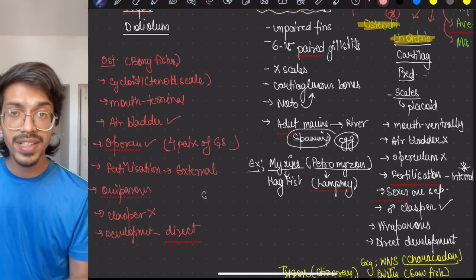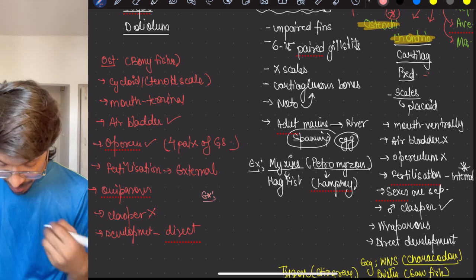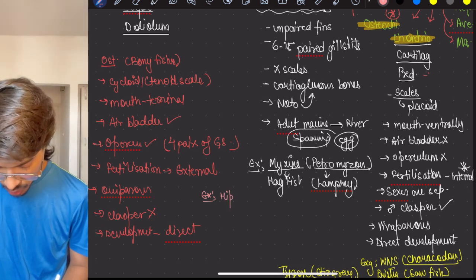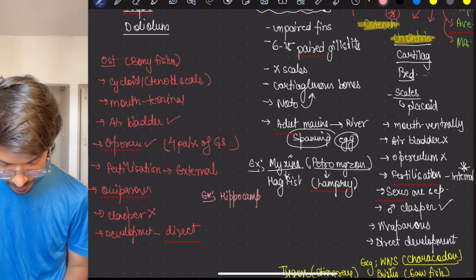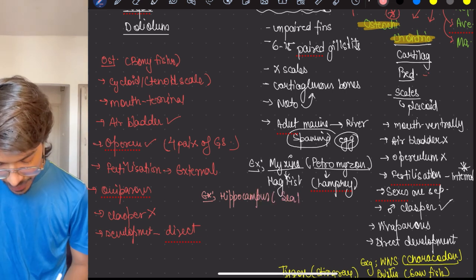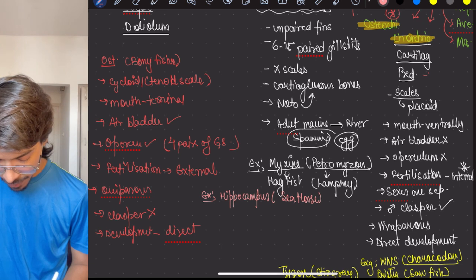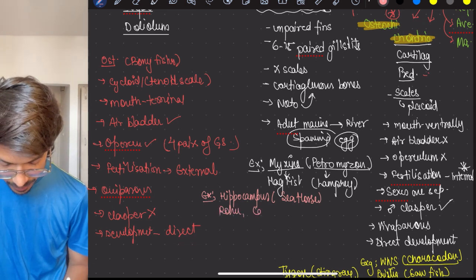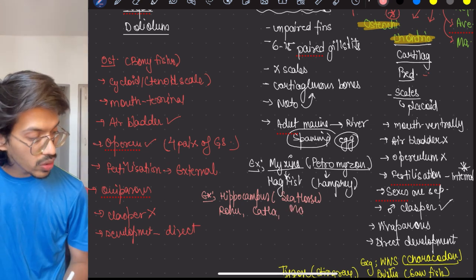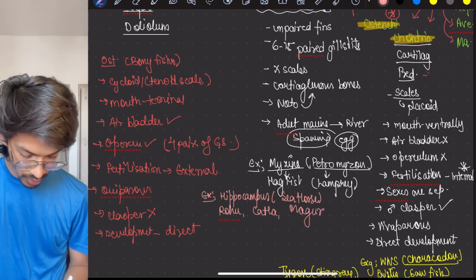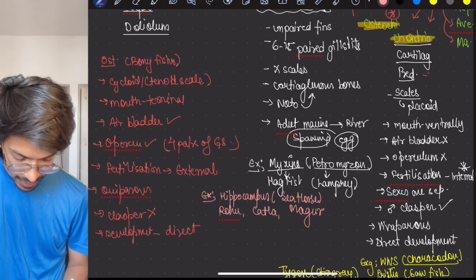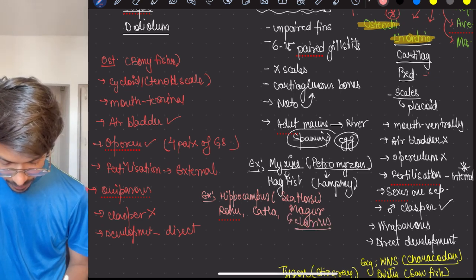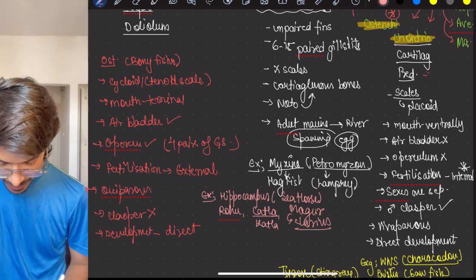So there are a lot of examples given to it. Okay, so what examples are of them? We have Hippocampus. Hippocampus is what? It is seahorse. Then we have what? We have rohu, katla and mrigal. Okay, so their scientific names are also given. So the mrigal's scientific name is Cirrhinus. Okay, katla is Catla and rohu is Labeo.